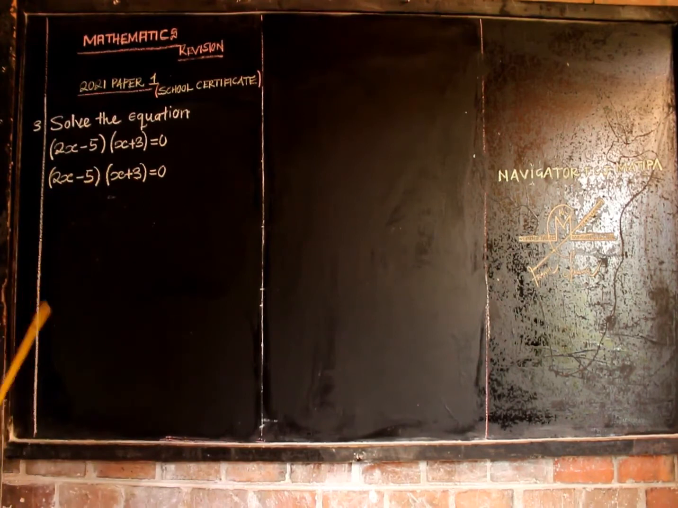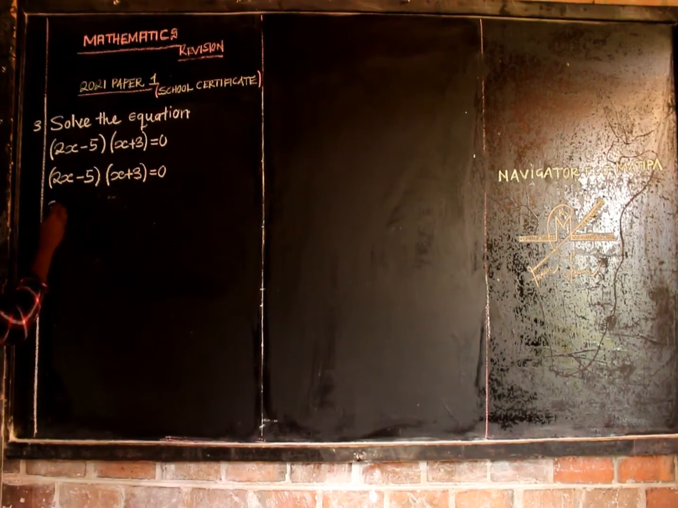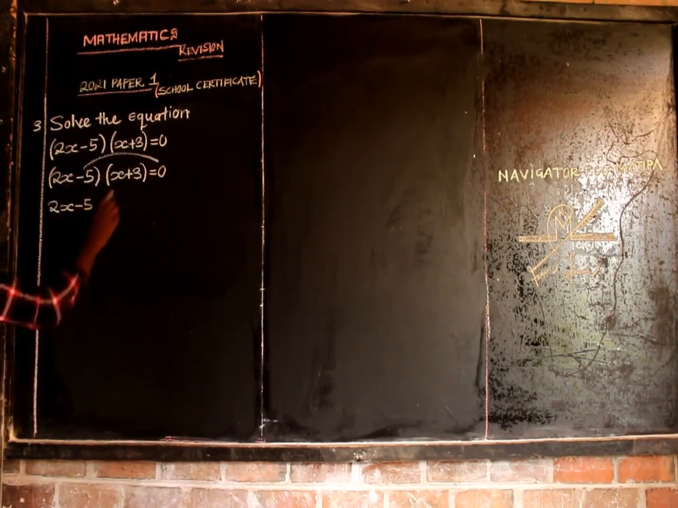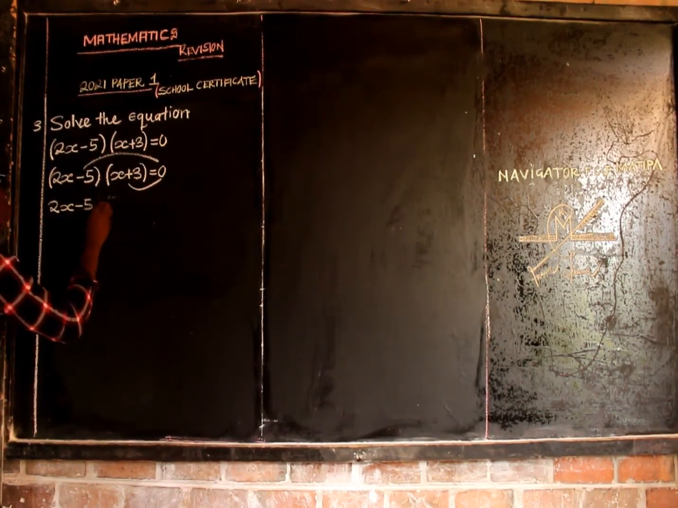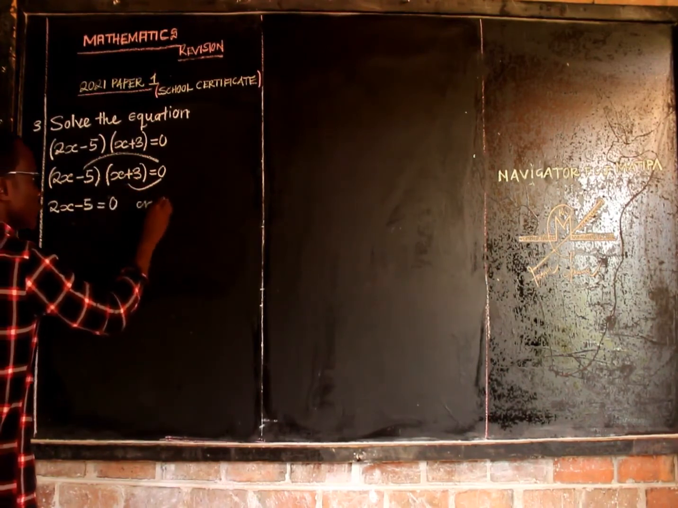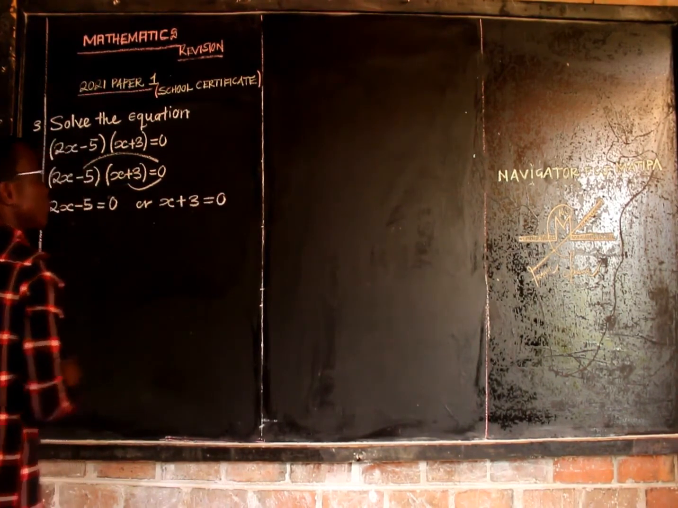What they are simply asking you to do is to find the two roots of x. So what you are going to do, this one is simple. You just say 2x minus 5 equated to 0, then x plus 3 equated to 0 as well. Then find the value of x. So 2x minus 5 is equal to 0, or x plus 3 is equal to 0 as well.